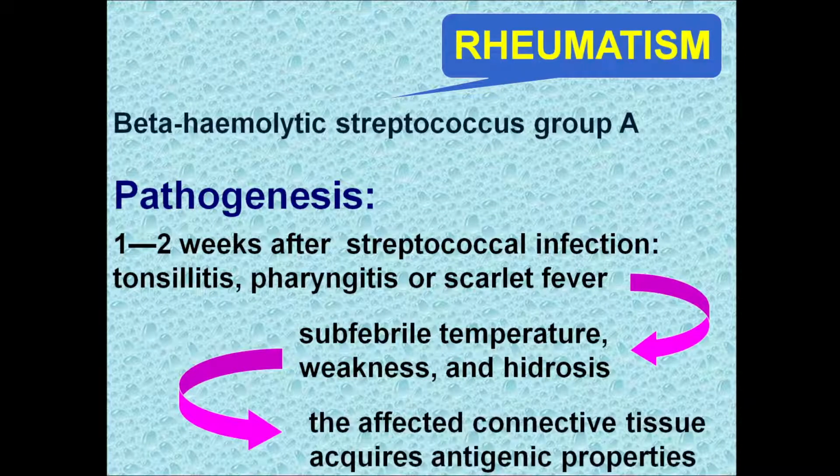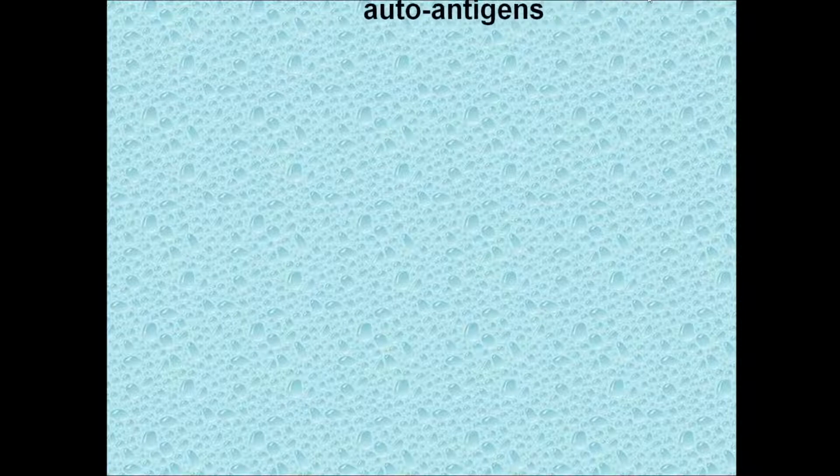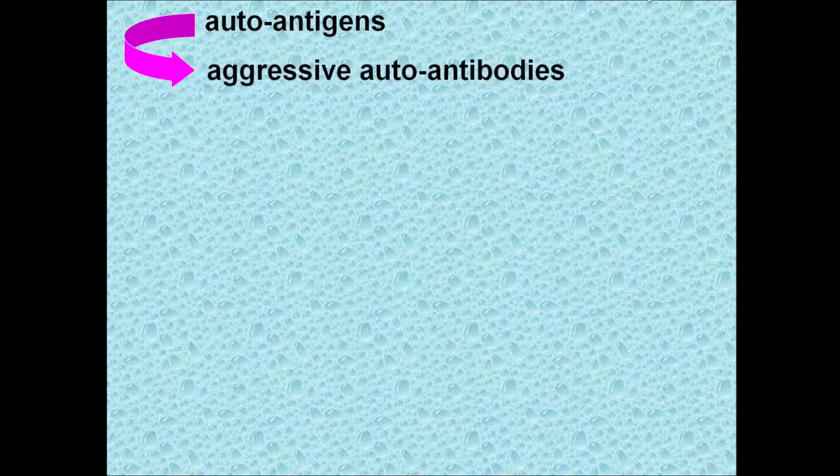which appears due to formation of antigenic properties of affected connective tissue. If you remember, I told you beta-hemolytic streptococcus group A is trophic to connective tissue. As a result, outer antigens and adhesive outer antibodies will be formed.